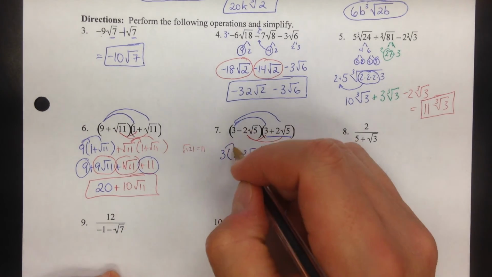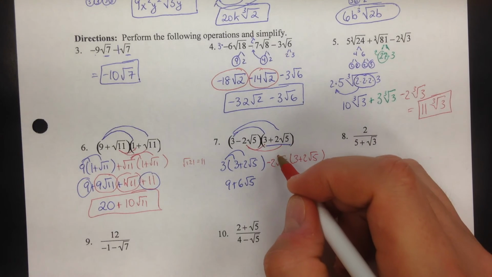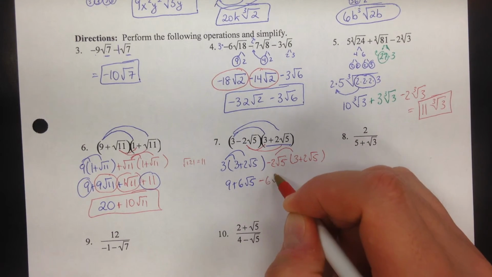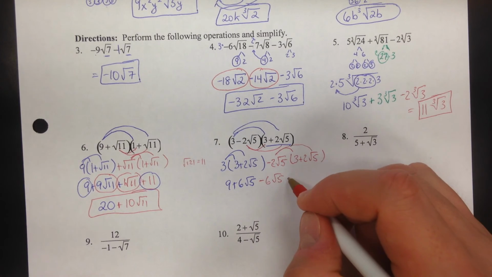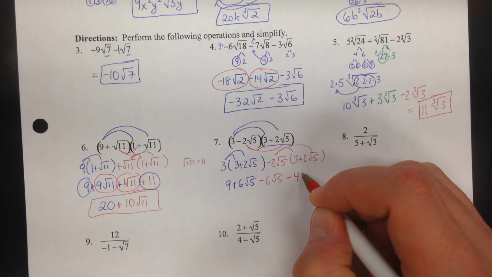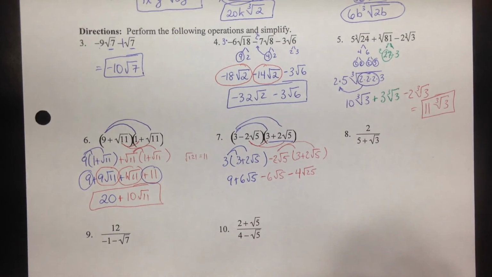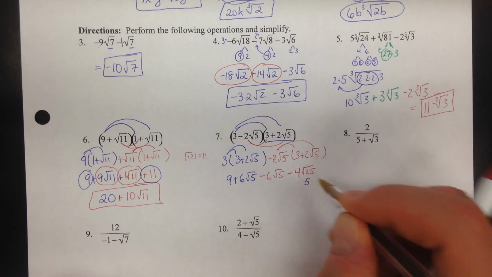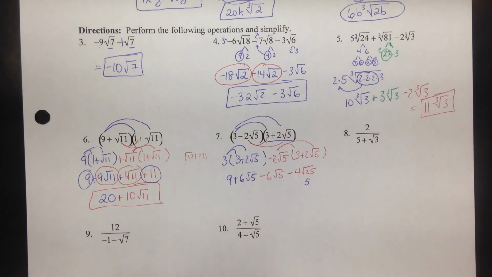So what we get, that's going to be 9 plus 6 square root 5. Now over here, multiply that, that's minus 6 square root 5. And then minus 2 root 5 times 2 root 5 is minus 4 square root 25. Okay, I'll write it like this, but what you want to realize is that the square root of 25, hey, that's just 5. Root 5 times root 5 is just 5.